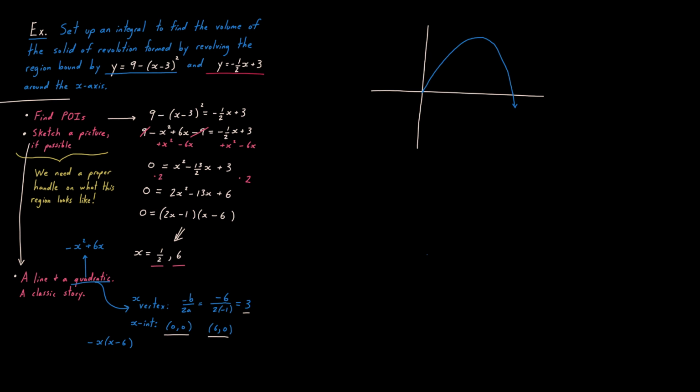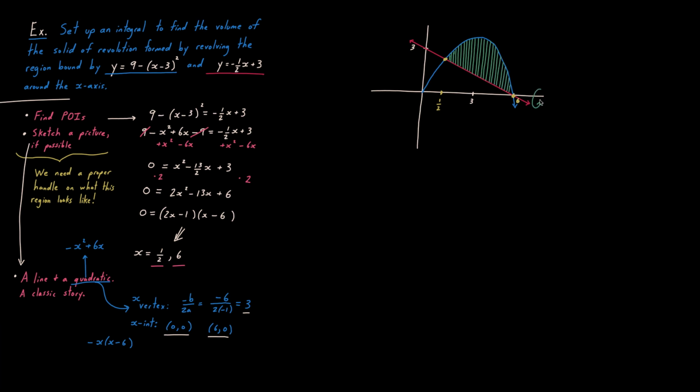So there's my parabola. I like "parabola" better than "parabola." Parabola makes it sound like you're getting somewhere, like the start of a good journey. So there's my line: y-intercept of 3, slope of negative 1/2, and the intersection point of 6.